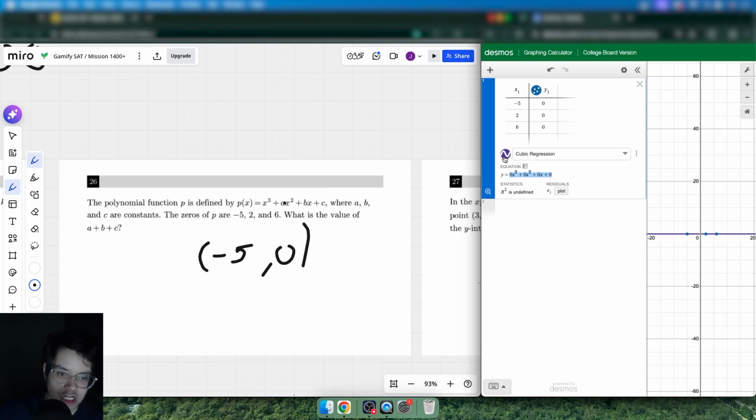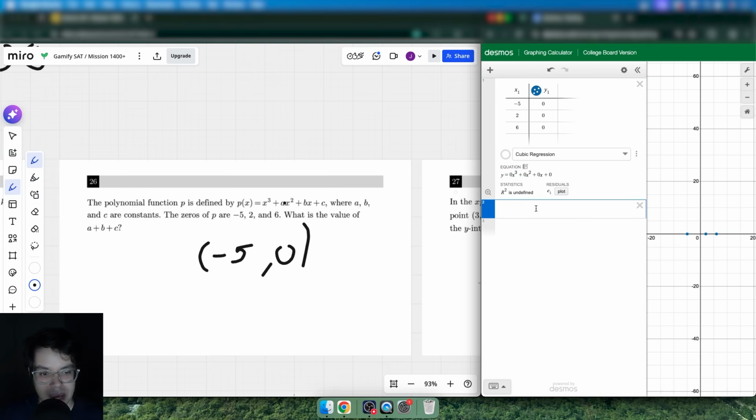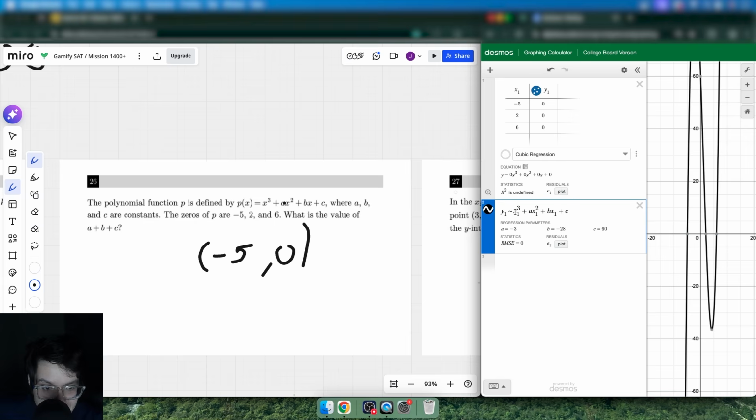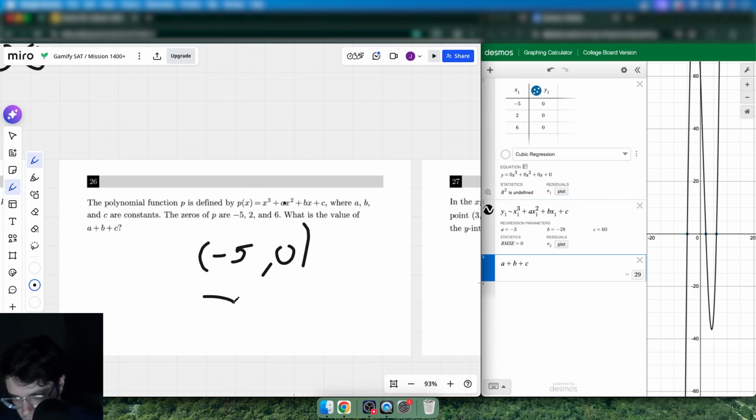When that does happen though, you can typically get around it by just writing it out manually like this. So when I write it out manually, we see this is what we get for each of the things. And so this is actually what the function is supposed to look like, and it does pass through all the points we were given. A plus B plus C, we just do like this, and that gives us 29. So 29 is the answer here.